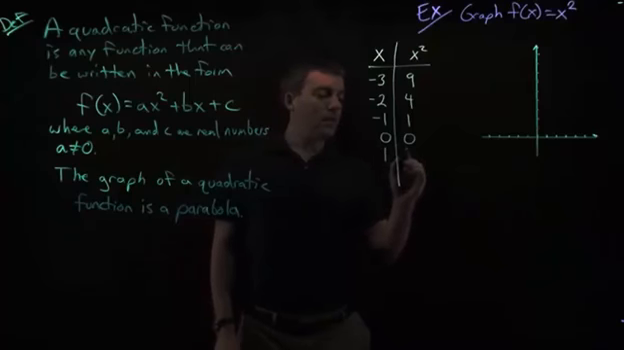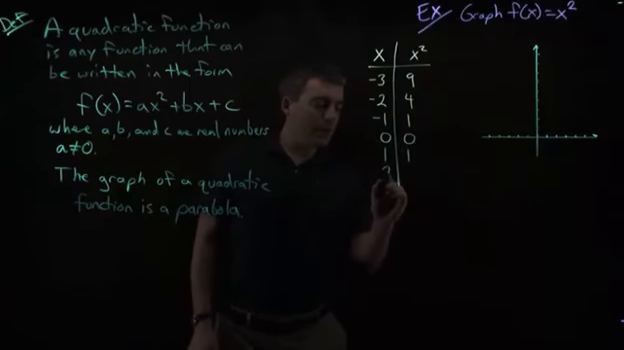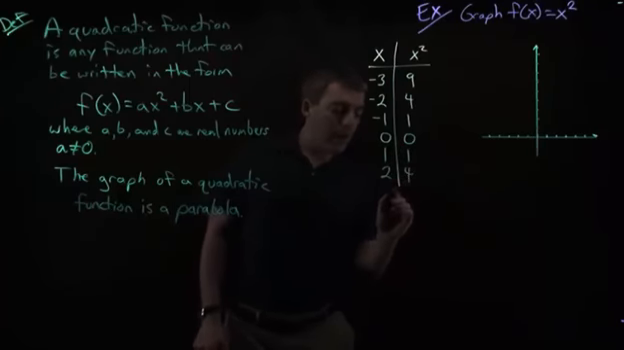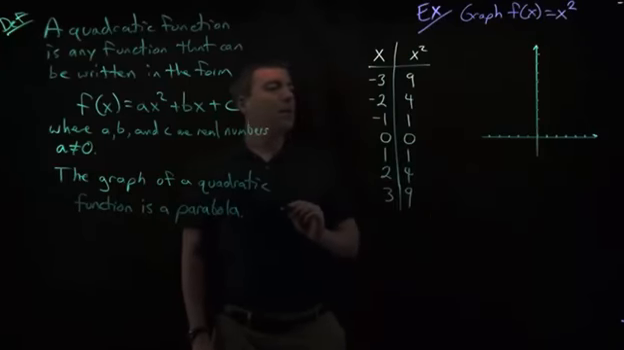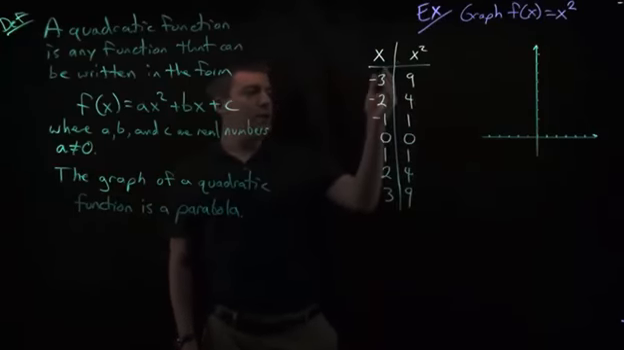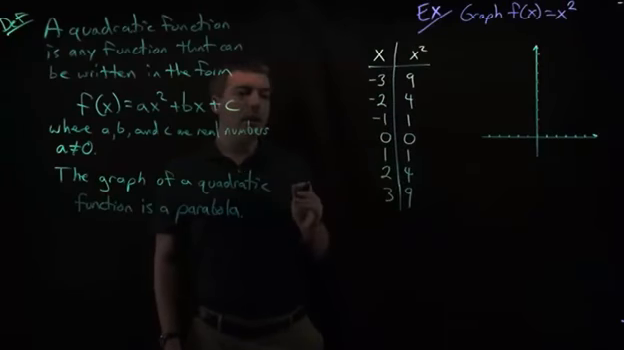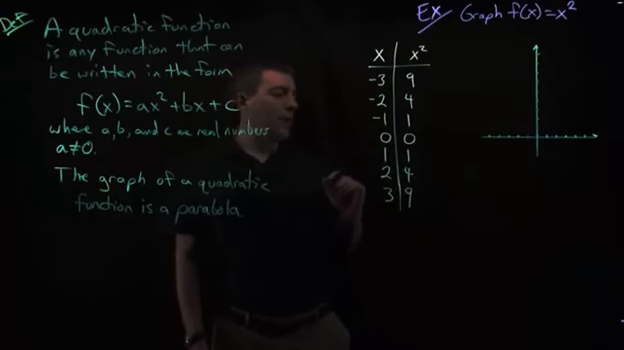1. 1 squared is 1. 2. 2 squared is 4. And 3. 3 squared is 9. All right, that's a good set of points, going from negative 3 to 3. And let's plot those on our graph.